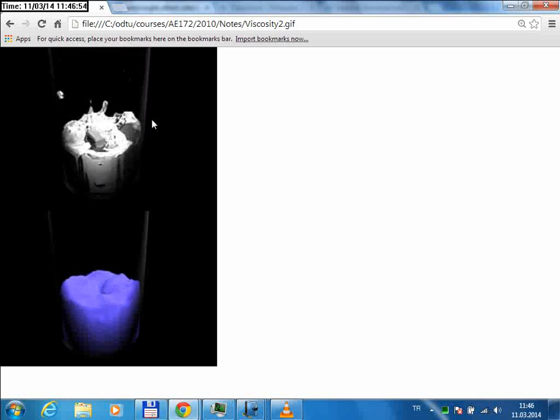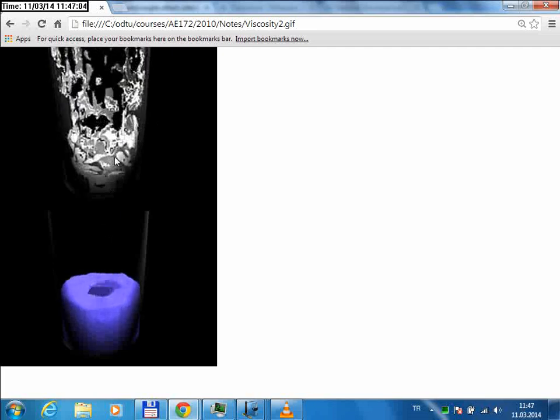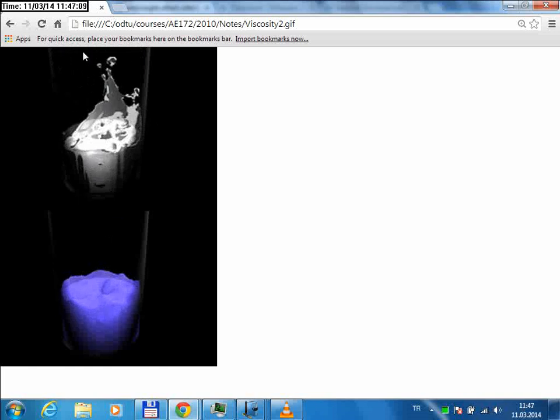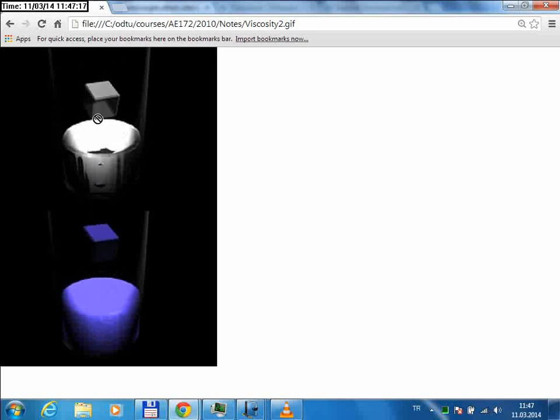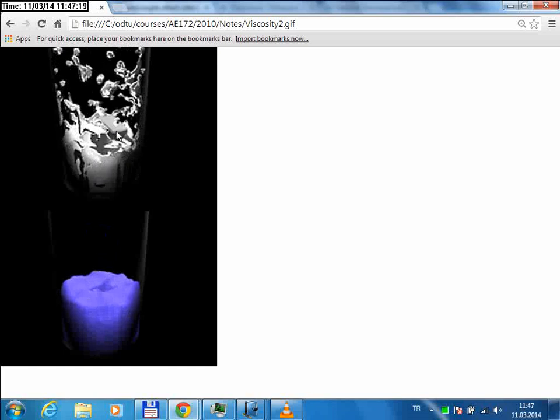Okay, so let me ask you this. Is there a possibility that these two fluids are the same? So you have the same fluid, but in one case you get this response, and in the other case you get this one. You think that's a possibility? Yes? So you're saying that both of these can be water? Does everybody say yes to this?